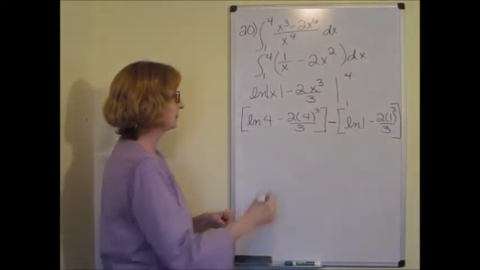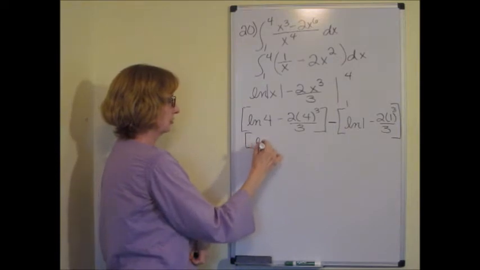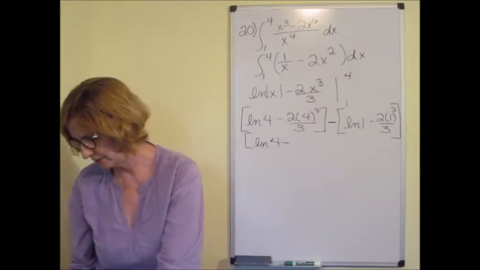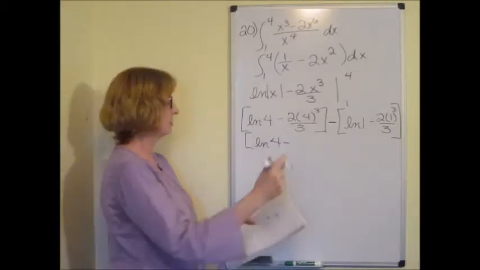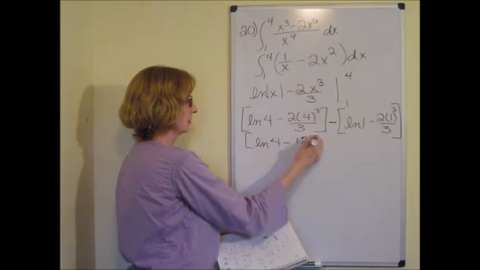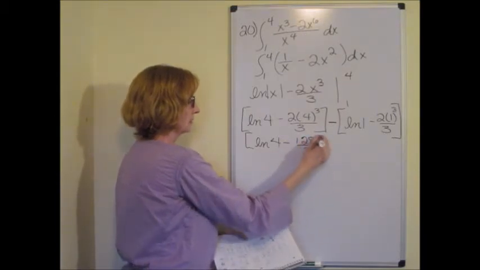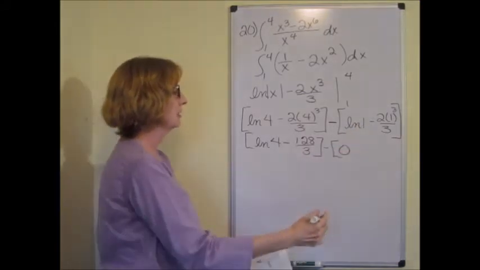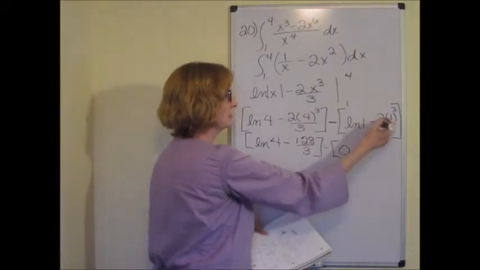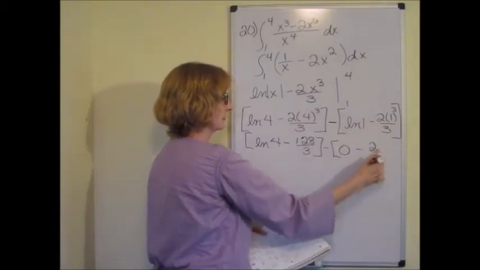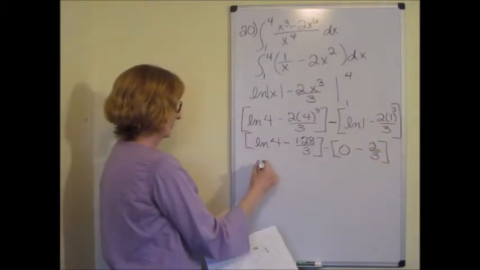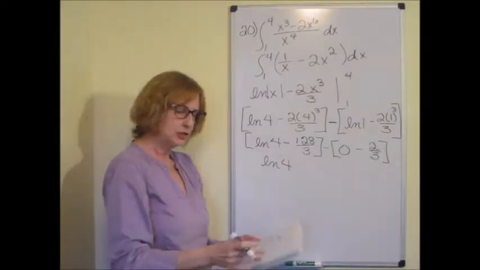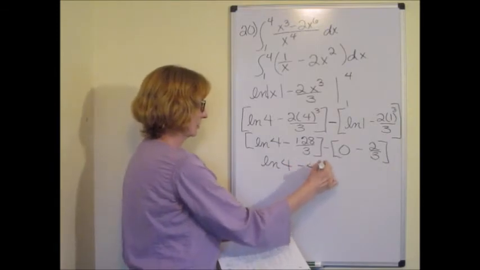And let's see what we get. This will get me the natural log of 4 minus, just use your calculator here, this is getting me 128 over 3, minus, the natural log of 1 is just a 0, and then minus 2/3, which will give us the natural log of 4 minus 42. And there's our solution.